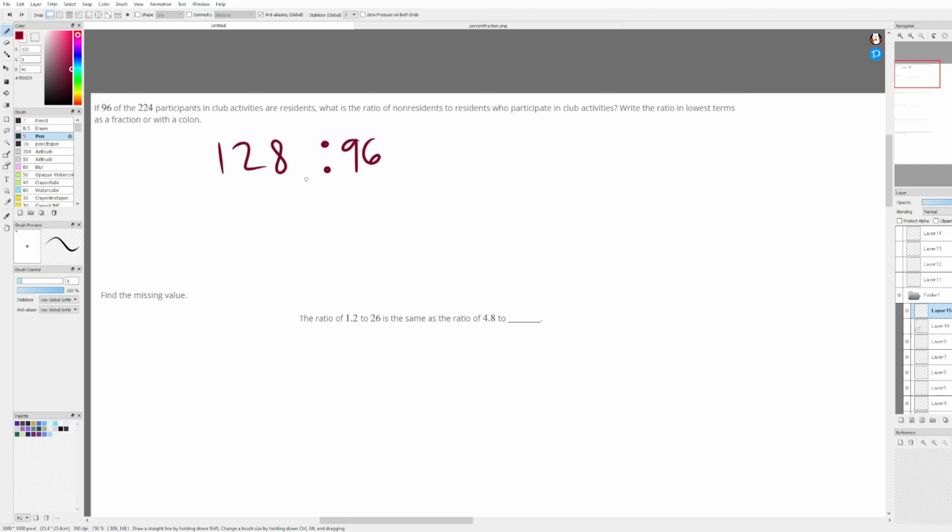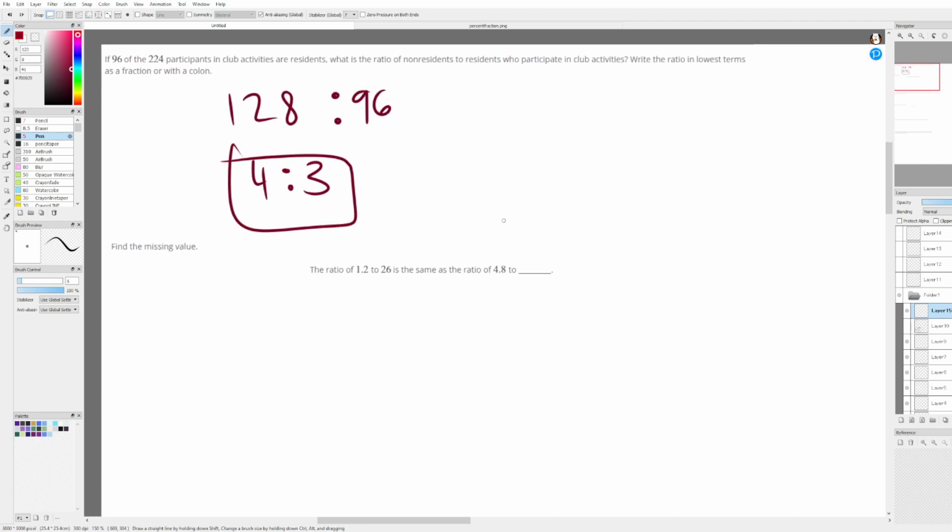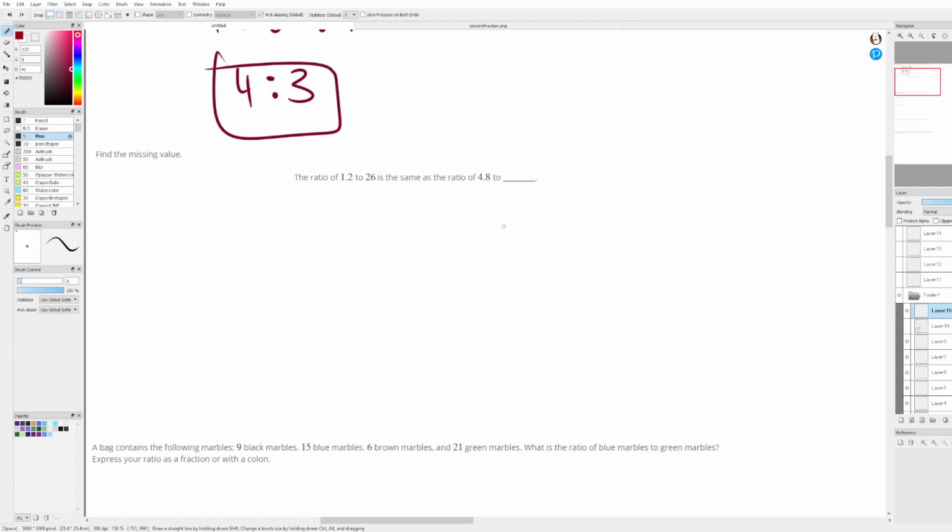And then they're both divisible by 32, which gives you 4, and then 96 divided by 32 is going to give you 3. So the ratio is going to be 4 non-residents to 3 residents, and that is going to be your answer. So yeah, basically if you just read it and think about it, it will be fairly easy.